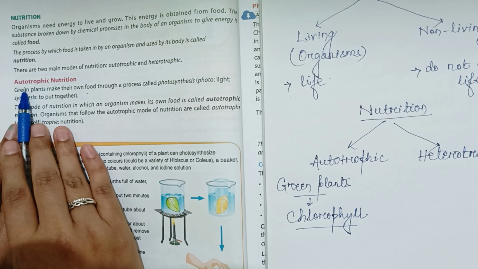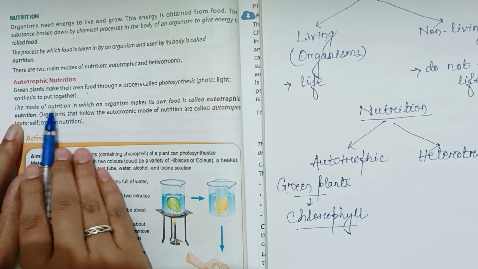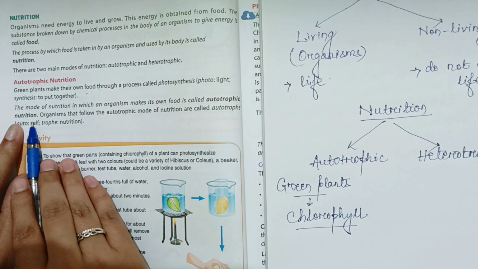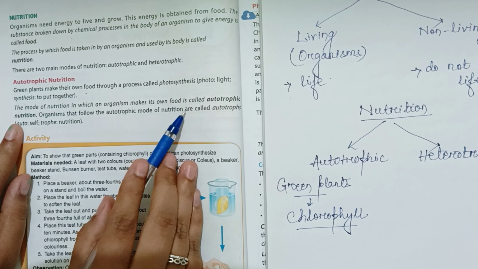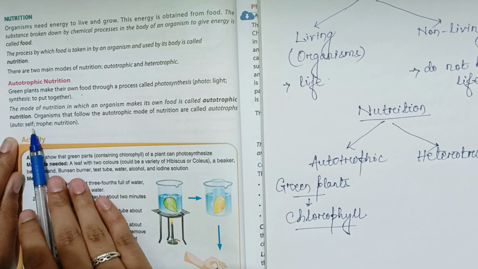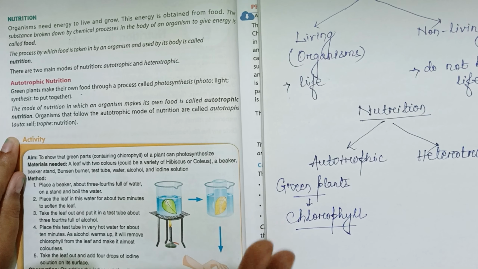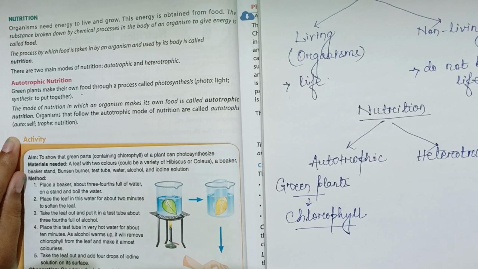That's why it is known as autotrophic nutrition. Auto means they themselves make their own food. So the mode of nutrition in which an organism makes its own food is called autotrophic nutrition, like the green plants. Organisms that follow the autotrophic mode of nutrition are called autotrophs. Auto means self, troph means nutrition. So it was so easy to understand and to remember. The only thing to remember is the chlorophyll pigment, which is helping for the photosynthetic process. Now let us move to the heterotrophic nutrition.